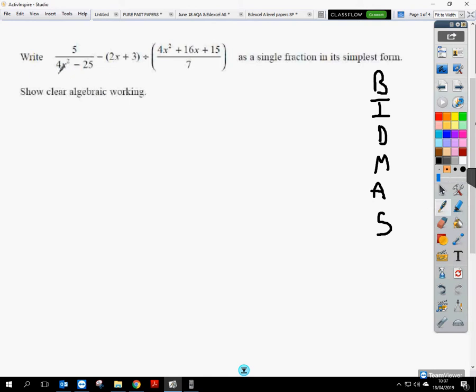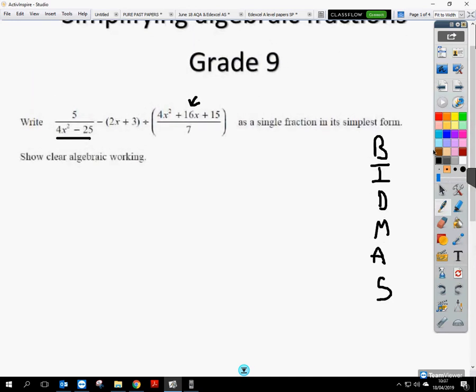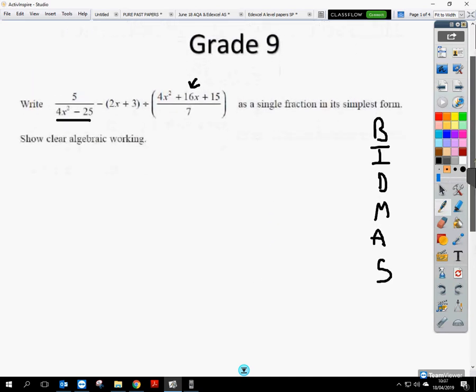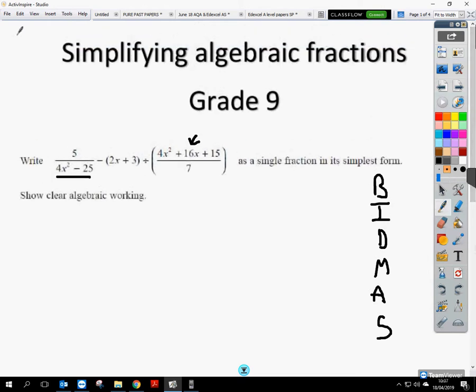Now in this question, I can see here that we have the difference of two squares, and I can see here that we have a quadratic that needs factorising. So what I'm going to do is attempt to factorise the quadratic and rewrite the 4x squared minus 25 as the difference of two squares. So let's have a go then. What we'll do first of all is we'll factorise the quadratic.